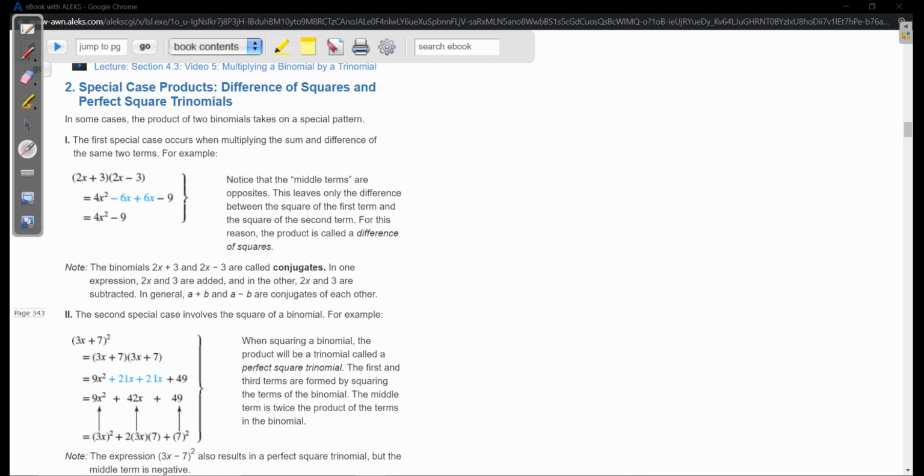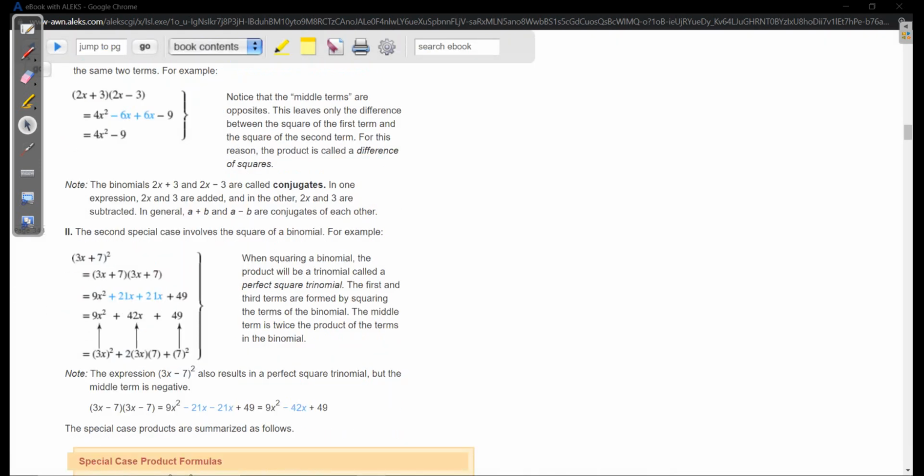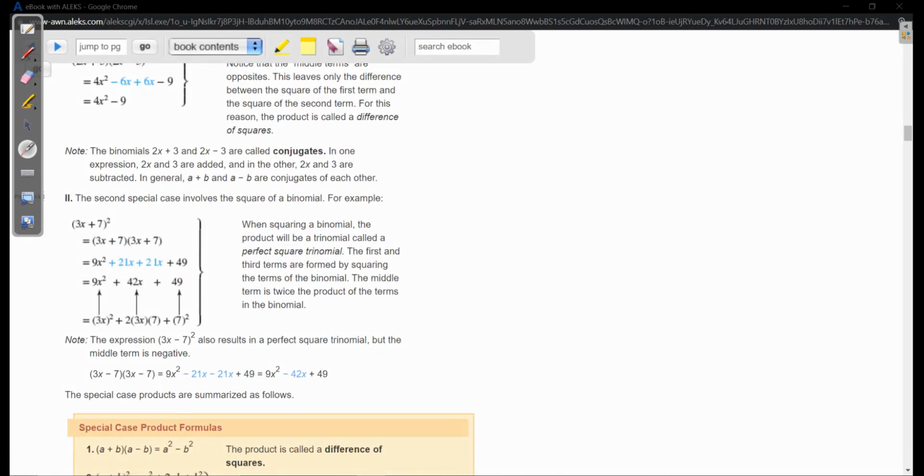Okay. These binomials, 2x plus 3 and 2x minus 3, are called conjugates. The conjugate means that they're the exact same except one has a plus and one has a minus. That's all conjugate means. So keep that in mind for our definition below. And then next, the second special case involves the square of a binomial.